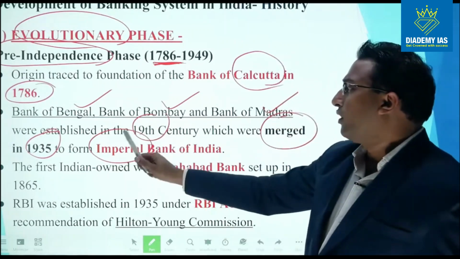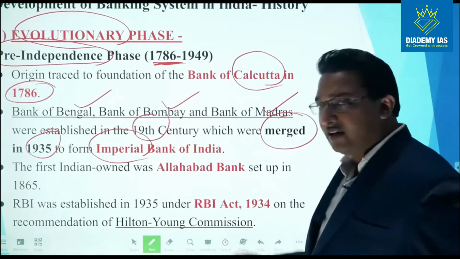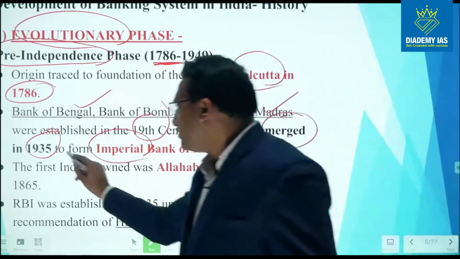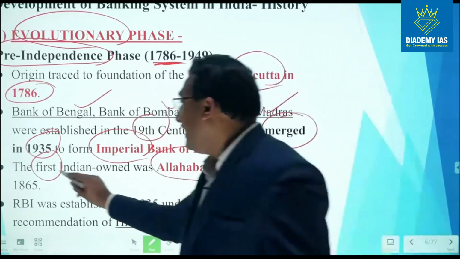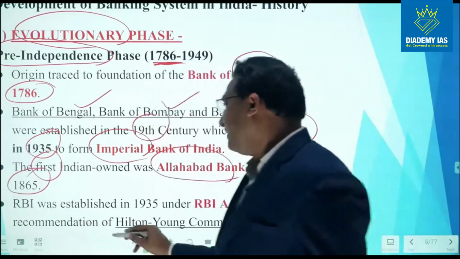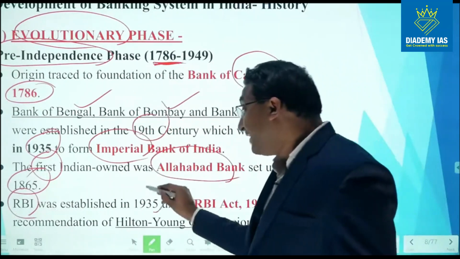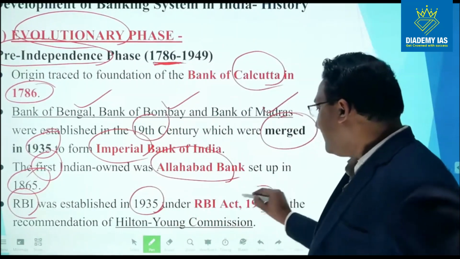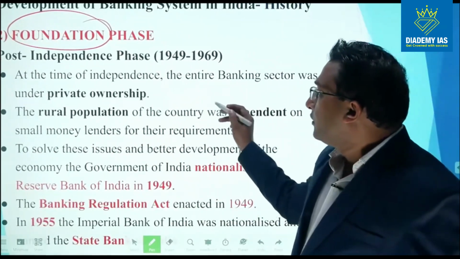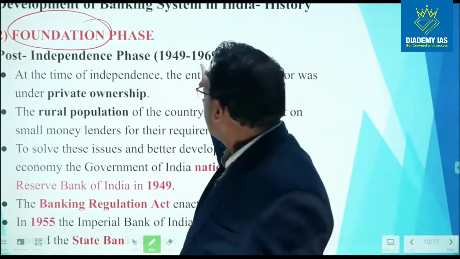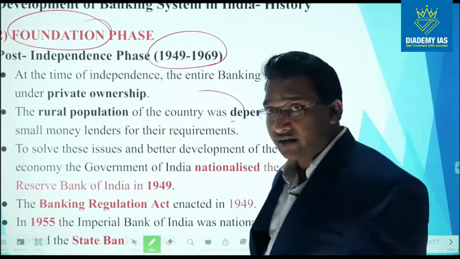So this Imperial Bank of India was constituted in 1935 by merging the three presidency banks. The first Indian owned bank was the Allahabad Bank, and it was set up in 1865, right? RBI, the Reserve Bank of India, or the Central Bank of India, was established in 1935 under the RBI Act 1934. In the foundation phase, first of all, this starts in 1949 and it continues till 1969.